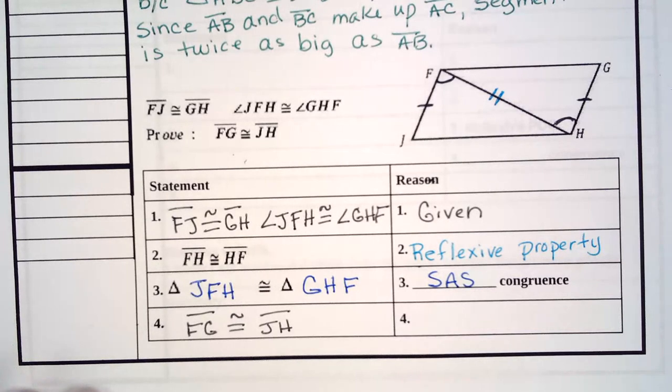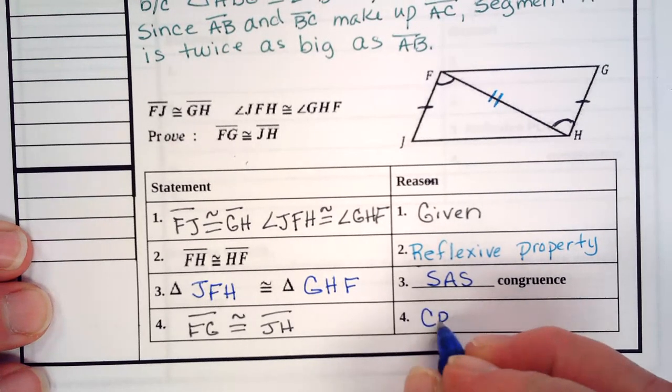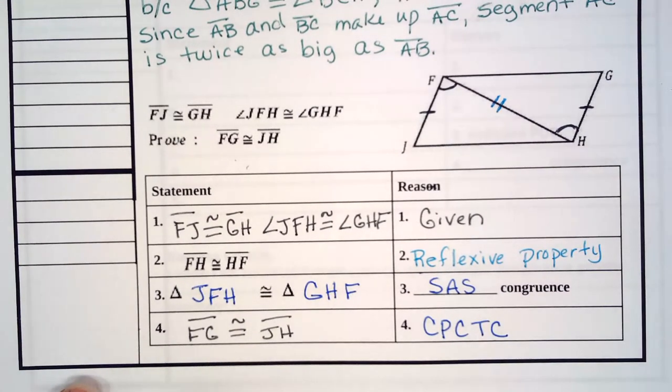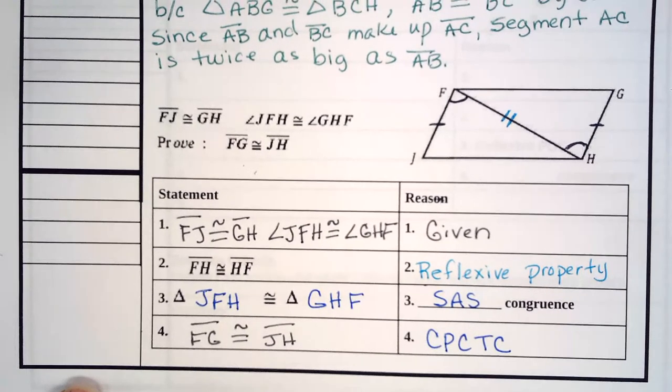Okay, if I go to all that work to prove two congruent triangles, what will be my next reason? CPCTC. Anytime you prove congruent triangles, I can almost guarantee you the next reason will be CPCTC. If you have any questions, back the video up and look at it again.